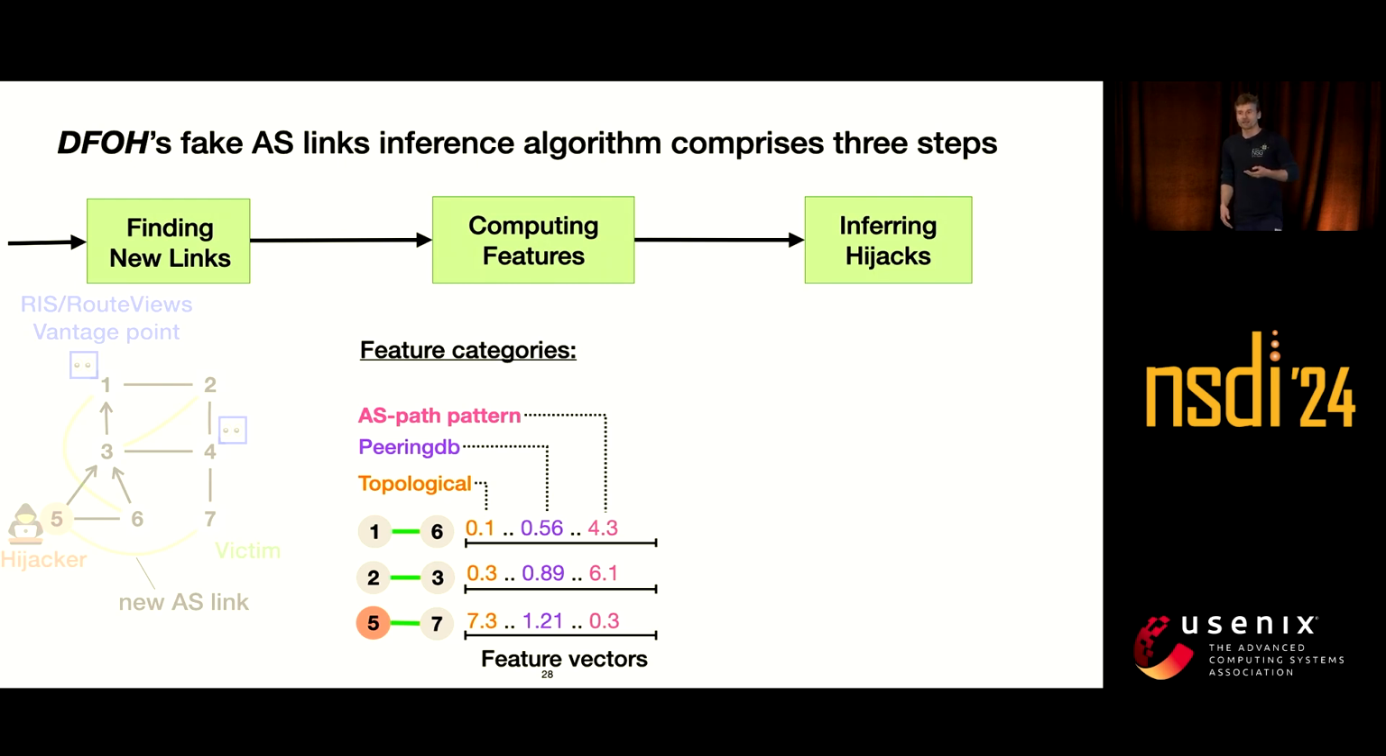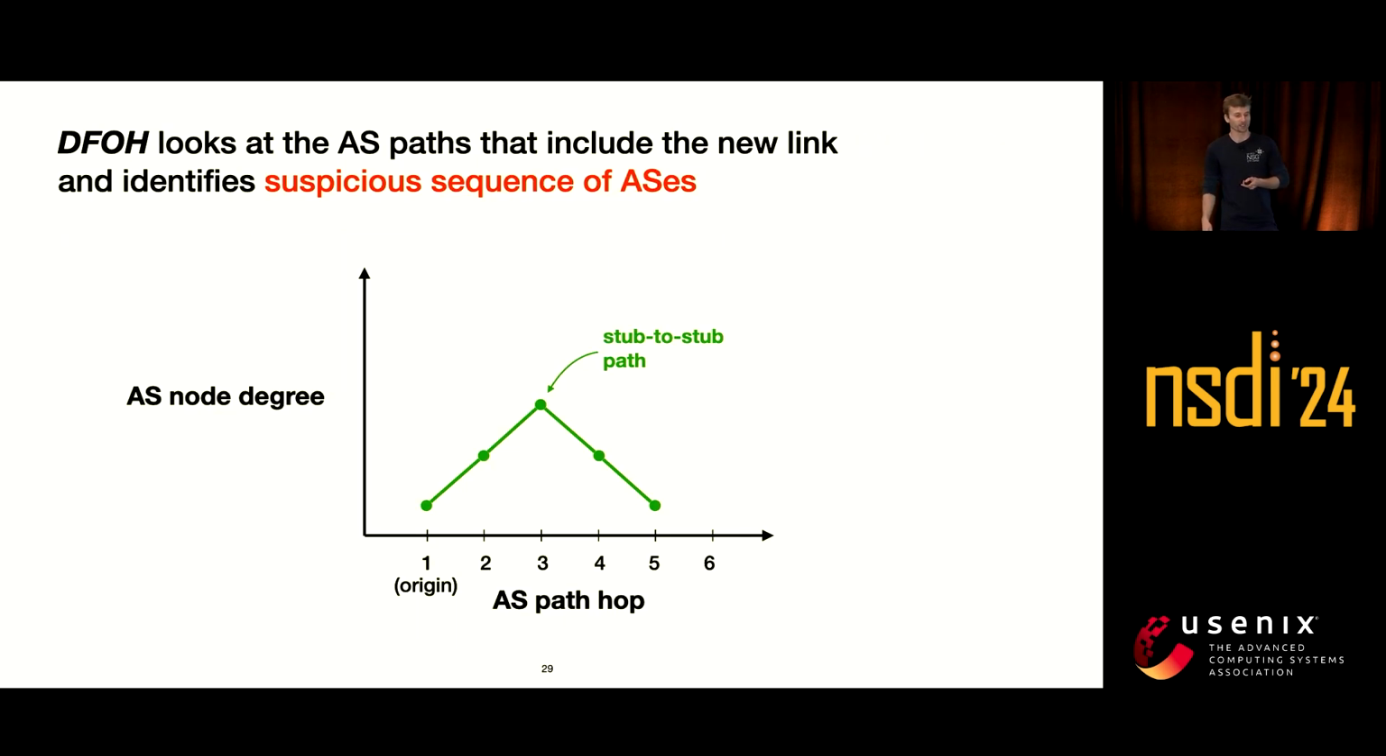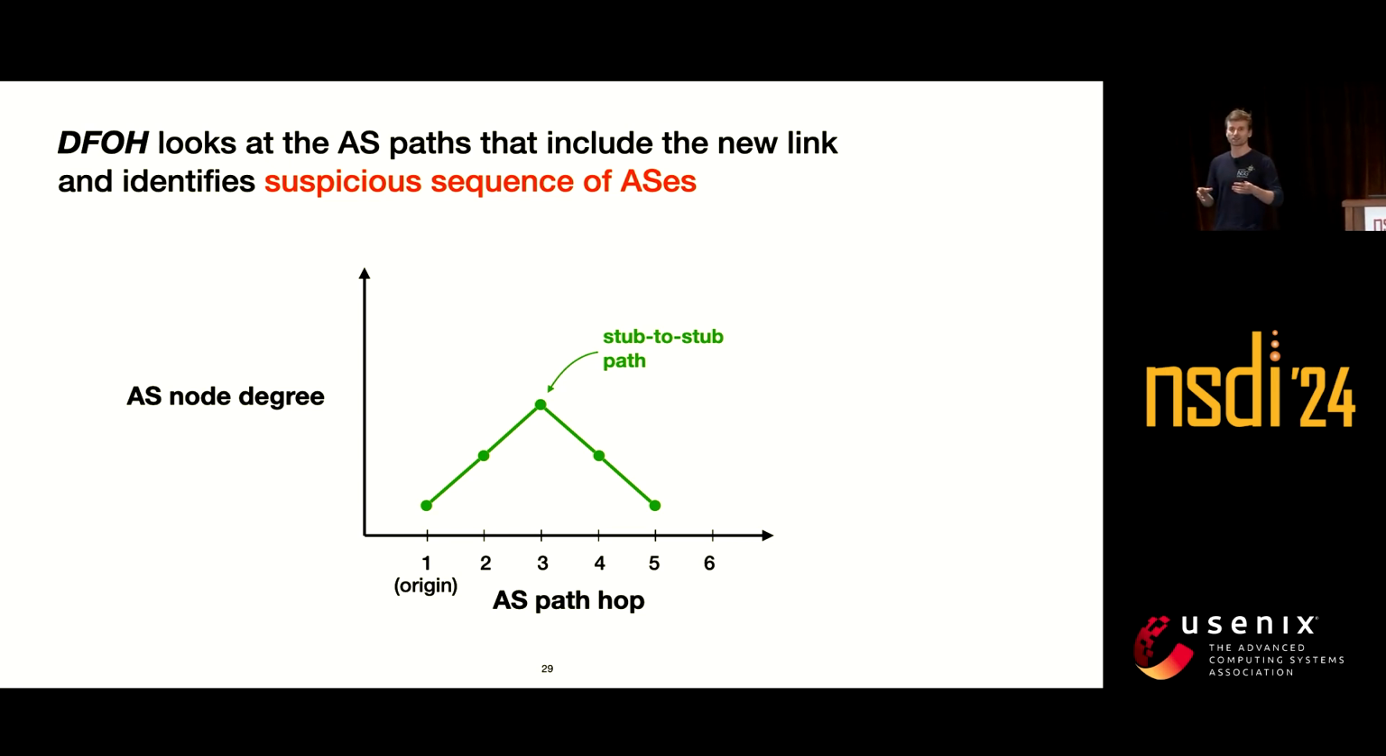Then we have the AS path pattern feature. Here, DFO not only looks at the new link, but at the entire AS path that includes the new link. When we look at some of the characteristics of the autonomous systems, we are supposed to see typical patterns that are caused by the typical business relationships that ASes are supposed to follow. For instance, when you look at the AS node degree between 2 stubs, we are supposed to see something like this. The degree starts very low, then it increases because the path goes up into the hierarchy, and then it decreases.